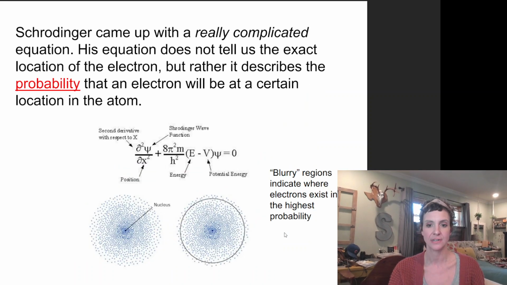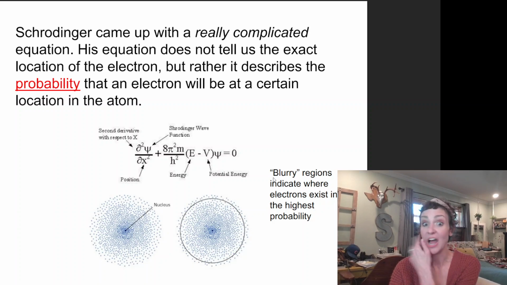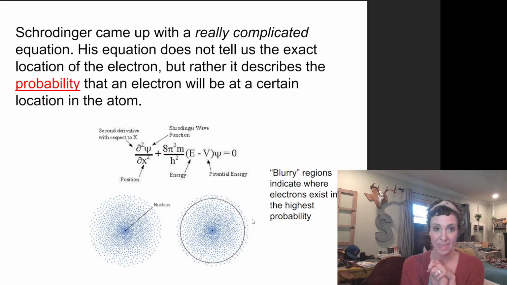So Schrödinger came up with a really complicated equation. This is his equation down here. No, we are not doing anything with this equation. I always like to put it on my PowerPoint slides because there's a lot going on here for us to get to this quantum mechanical model of the atom. His equation does not tell us the exact location of the electron, but rather it describes the probability that an electron will be at a certain location in the atom. These blurry regions indicate where the electrons would exist in the highest probability.